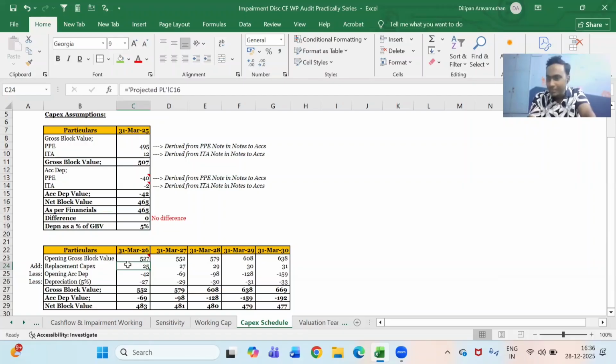Please keep that in mind. I hope you understood this, guys. So I can put any number for depreciation unless it is kind of reasonable. So that is perfectly fine. I hope you got this, guys.